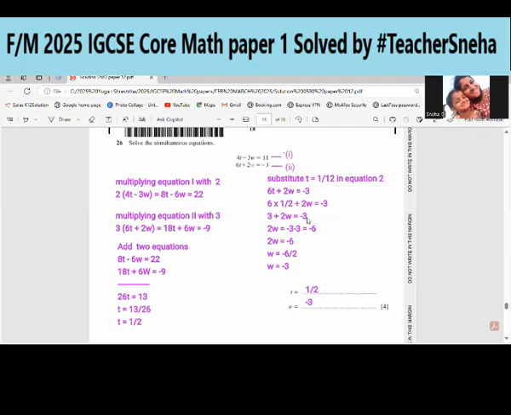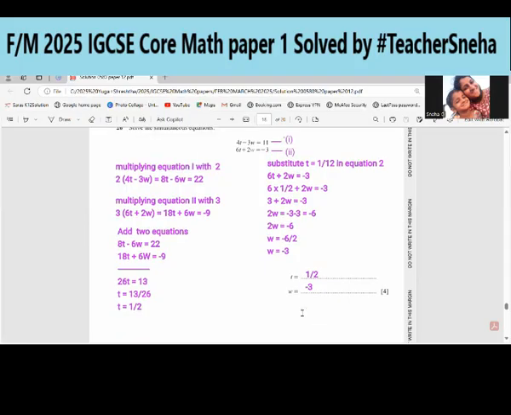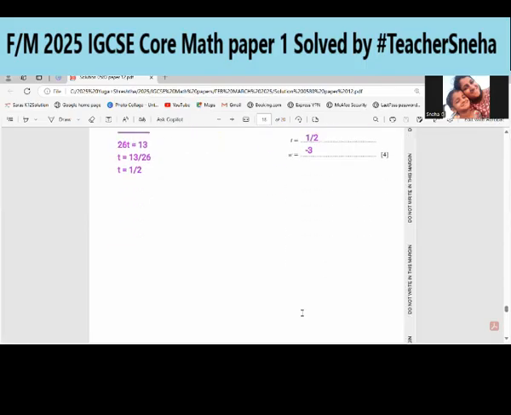So 3 plus 2w is minus 3. 2w will be minus 3 minus 3, because this plus 3 shifts to the other side, it will become minus 3. So 2w is minus 6 and therefore w's answer is minus 3. So ultimately, after solving the simultaneous equations, what we get is t is equal to half and w as minus 3. So these are the two solution answers for this simultaneous equation.